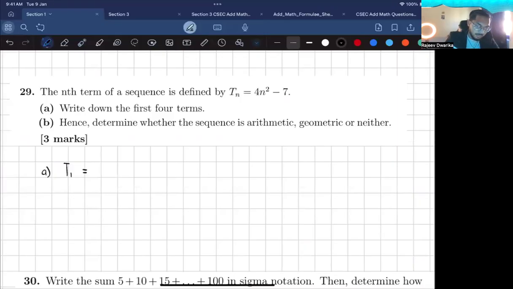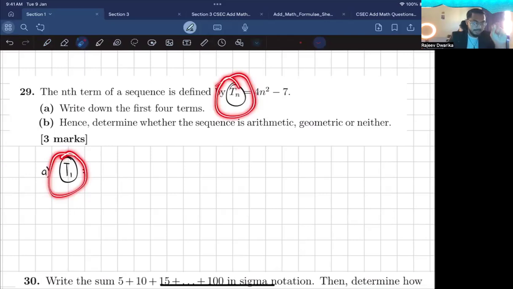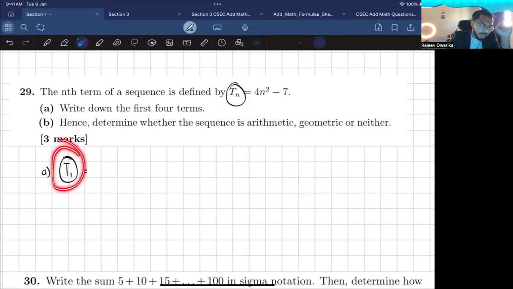4n squared minus 7. Right. But if we want to find T1, compare this to this. If you're comparing this to this, what is N? N represents the term. So if this is the first term, what are we going to substitute for N? 1. Right. So anywhere I see N, I'm going to put 1.